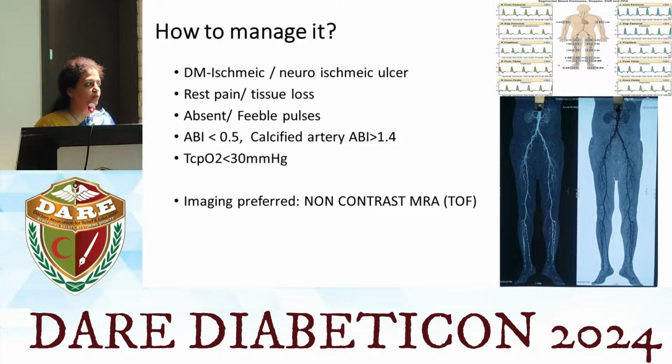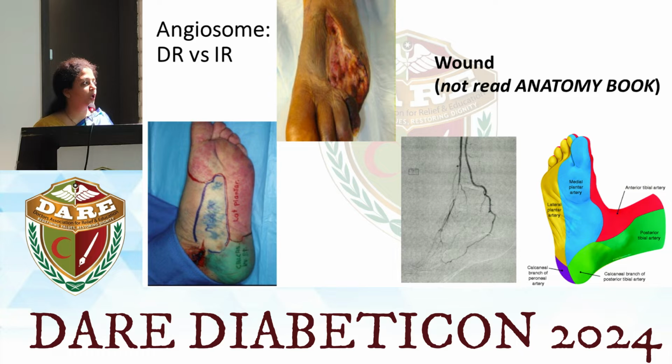This is what I want to emphasize: if we offer all diabetic patients who need lower limb revascularization non-contrast MRIs, then once we get those pictures, we revascularize that leg or foot depending upon the angiosomes. These are the 6 angiosomes for a normal foot, but unfortunately the wound doesn't read an anatomy book, so we also offer them indirect revascularization using indirect angiosomes.